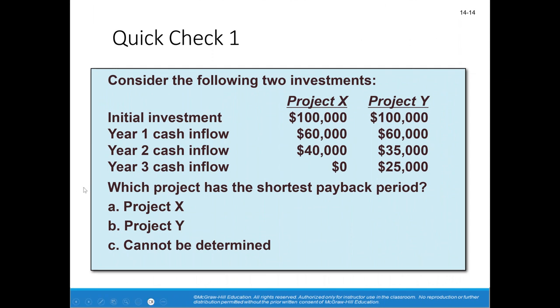Consider the two investments. So $100,000 in each one of these, and in cash we get $100,000, but Project X we get 100,000 back in 2 years versus Project Y, which we get 100,000 back in 3 years. Obviously, Project X has a shorter payback because we get the 100,000 back in 2 years.